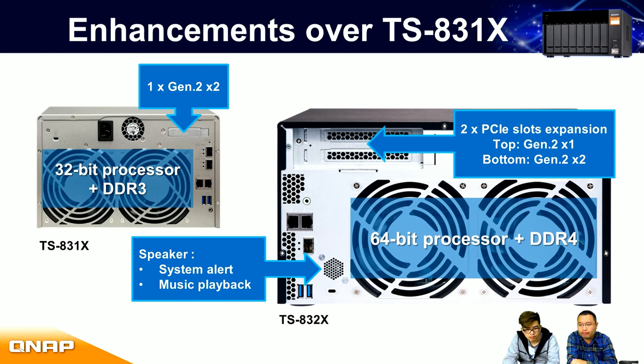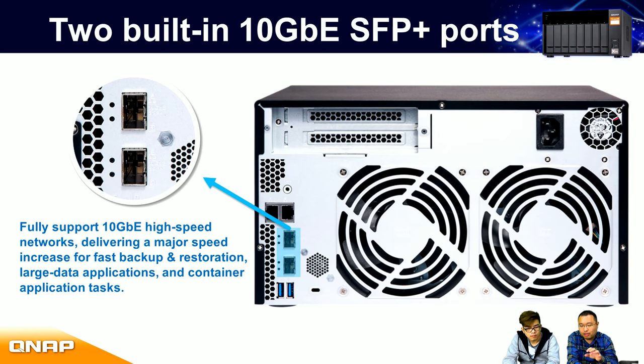Now let's take a look at the 10G ports. This device has two 10GbE SFP+ ports, so it is very useful in a business environment to get high-speed performance. When you are doing a backup job, it's also very fast. Working with, for example, a 10G switch with SFP+ ports, you can directly connect the NAS to the 10G switch with an SFP+ port and then link up to your existing 10G network.